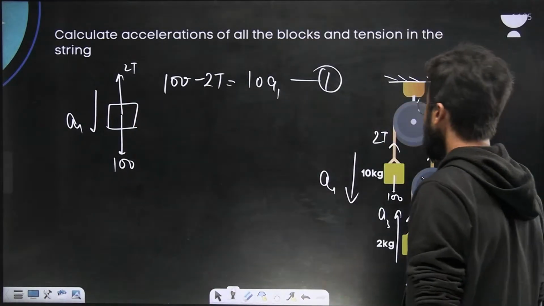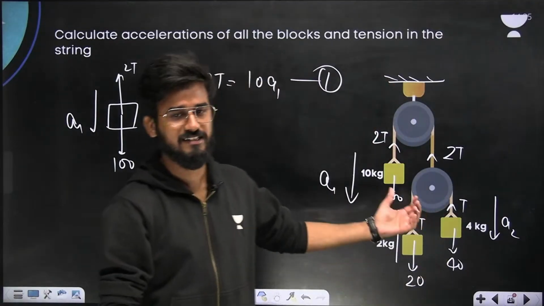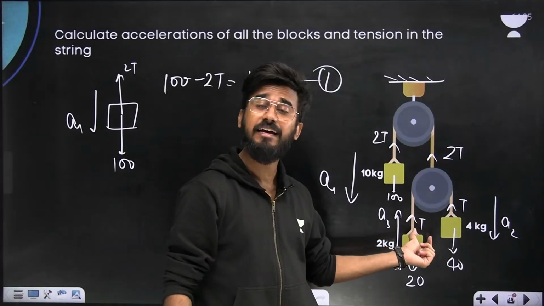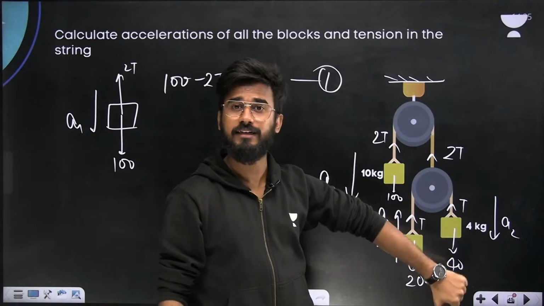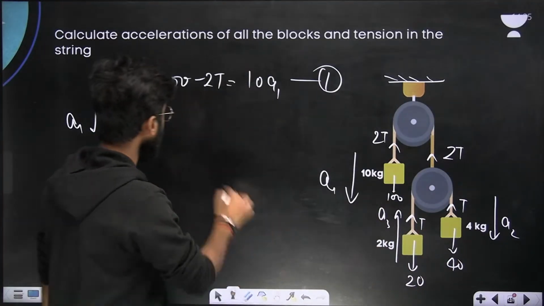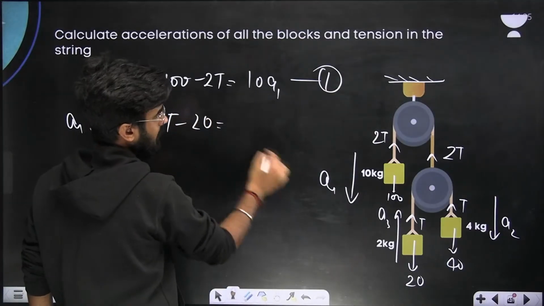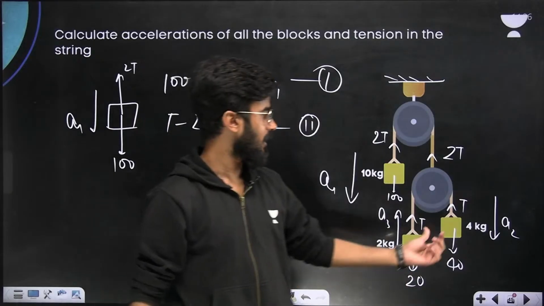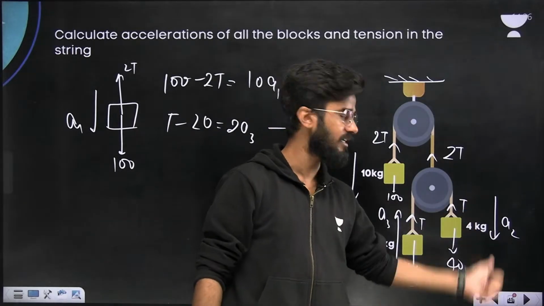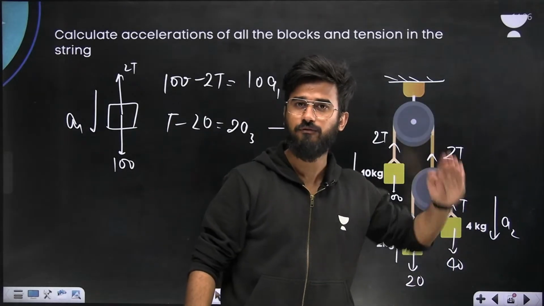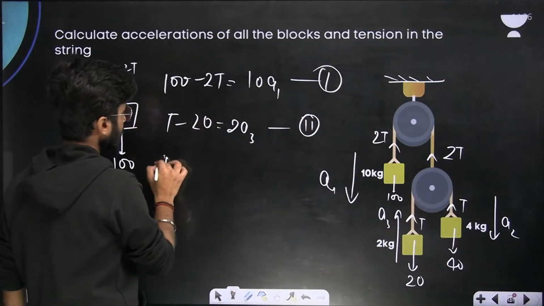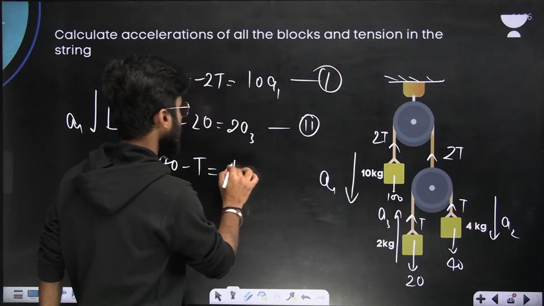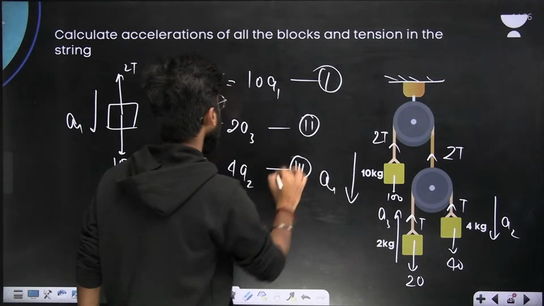Great. Now just come to this particular block. This block is going upward with acceleration A3. So we can simply write T minus 20 equals mass into acceleration, 2A3. Equation number 2. Now come to the third block. It is going downwards, so 40 minus tension equals mass into acceleration, means 4 into A2. This is equation number 3.